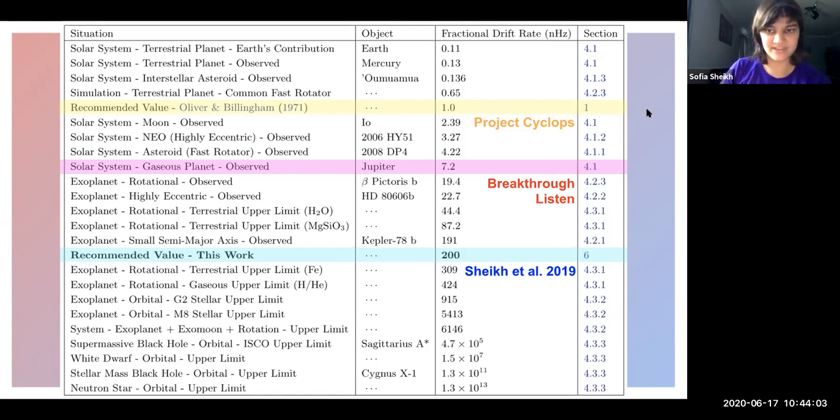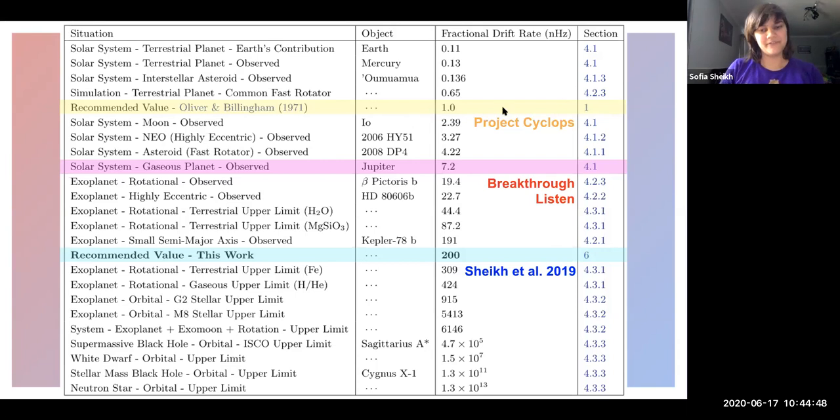In yellow is the Project Cyclops guideline. That's that 1 nanohertz drift rate. If you decided to use that guideline for your algorithm and you said search up to this slope, you would catch any object above the line in the table, but you might not catch anything below the line. So if there was a transmitter on Oumuamua, you would catch it. If there was a transmitter on Mercury or on Earth and you were observing the Earth from somewhere else, you would catch it. But if you put a transmitter on Io, your algorithm might not catch that signal because it's drifting faster than the maximum drift rate that you chose.